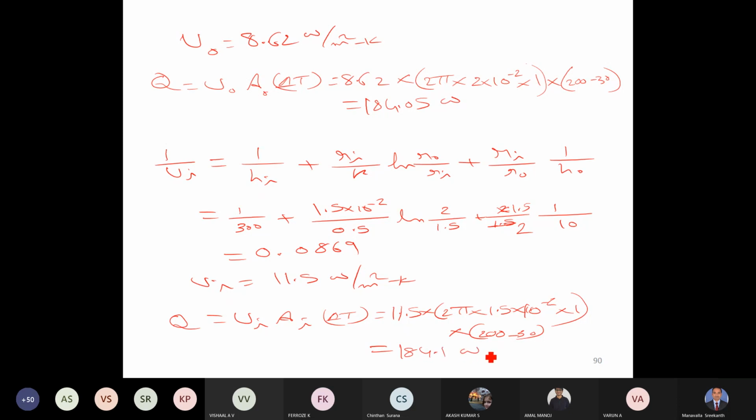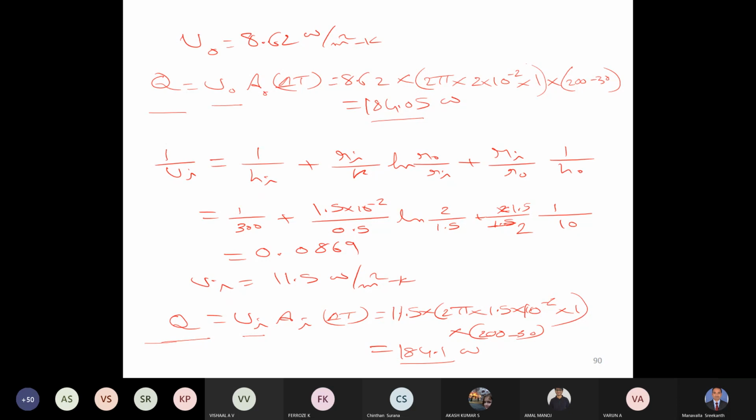This is 184.1 watt. So you see these two values. This Q, calculated using the outside overall heat transfer coefficient, is 184. Similarly, this Q calculated using the inside heat transfer coefficient is the same, 184.